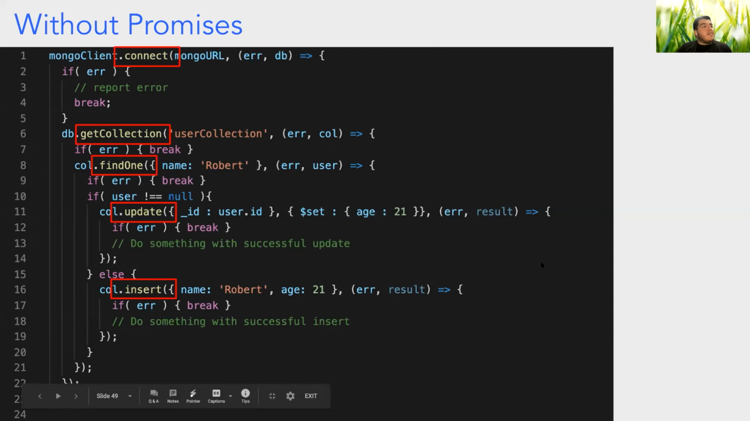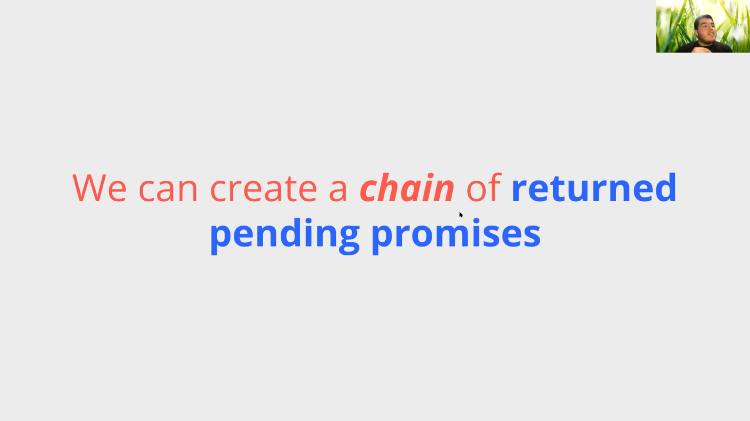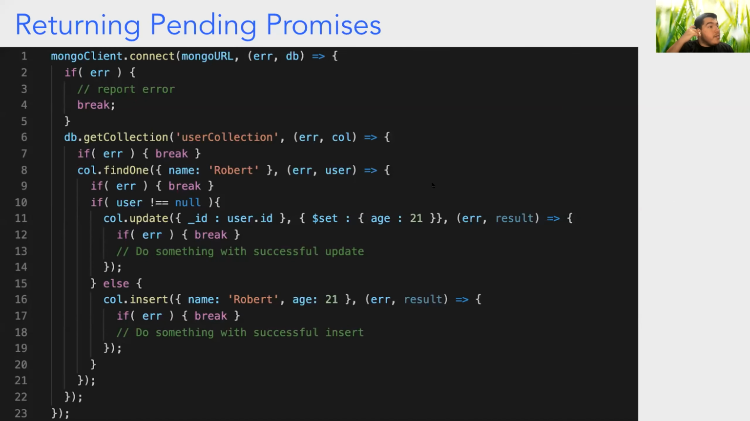And so the way that we can fix this, right? It's very much nested. It's not the cleanest code, right? We want to improve this. Can we do better? Short answer of this lecture is that yes, we can do better. And so we can create a chain of returned pending promises. So what does that mean? It basically means that we're going to return promises that are still in their pending state, and we're not going to resolve them yet. And we're going to create a chain of them. We'll explain what that looks like, and when you see the code, you'll understand how it's a chain. But first, I'll just show you how we do that.